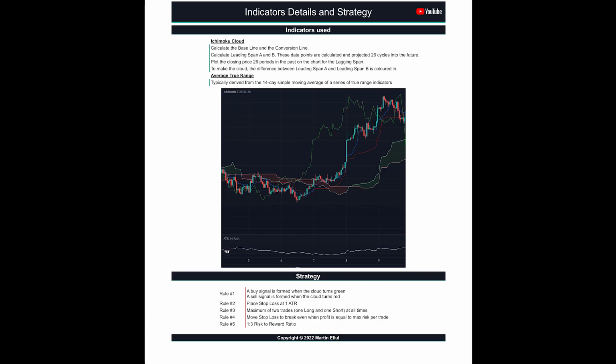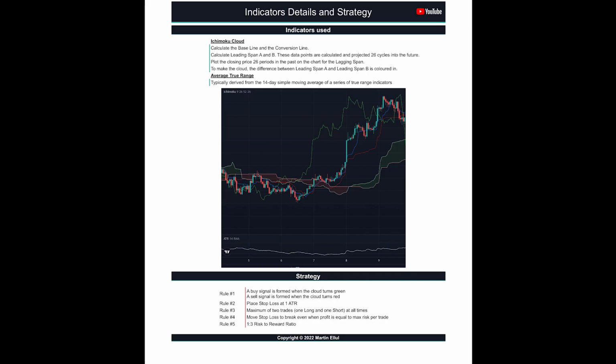So you first calculate the baseline and the conversion line. Then based on these calculations, you calculate the leading span A. This data point is calculated and projected 26 cycles into the future. Then you determine the leading span B, where you plot this data point over the next 26 periods. Then you plot the closing price 26 periods in the past on the chart for the lagging span.